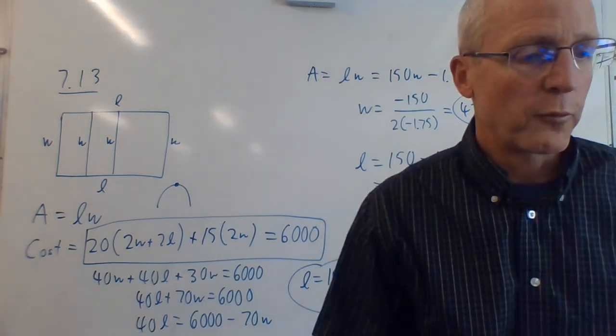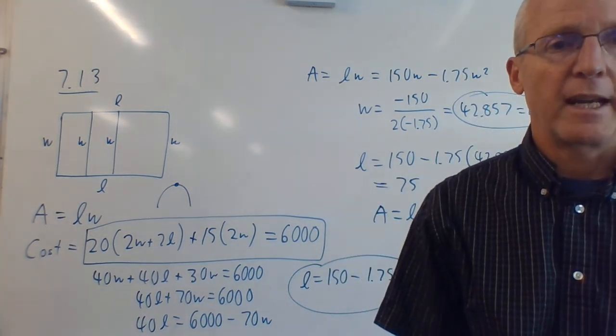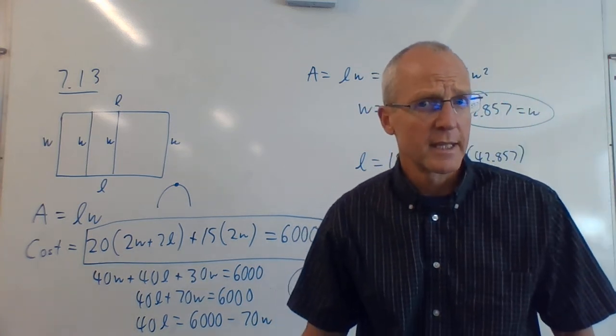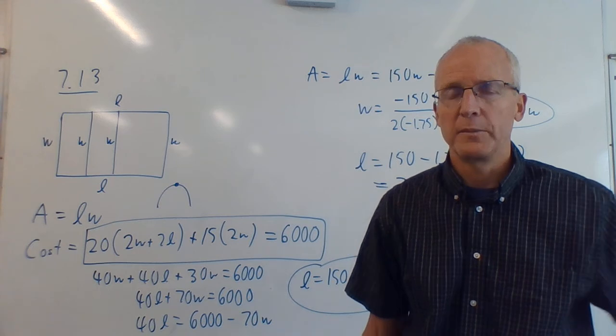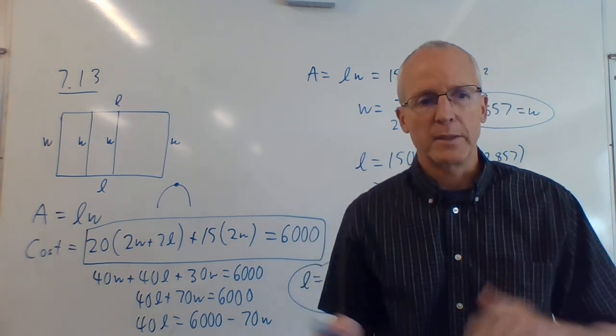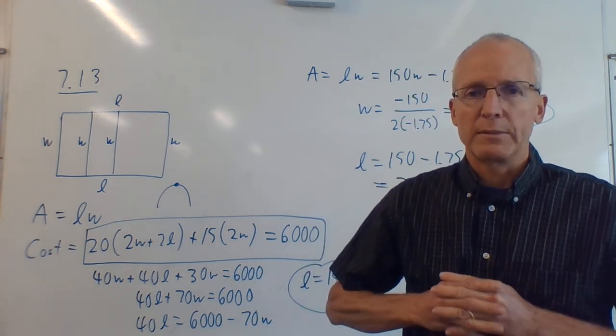The 7.14 is very similar. You use the areas for squares and circles. On these wire tricks, you just add the area of a square plus the area of a circle, make a parabola out of it, find maximums, minimums, things like that. It's kind of cool problems.